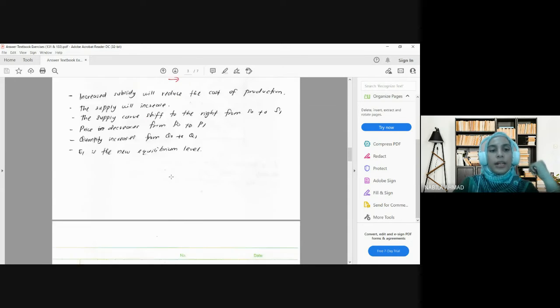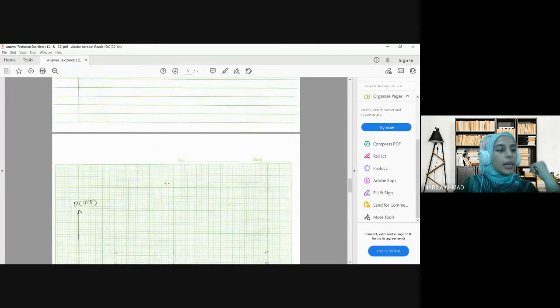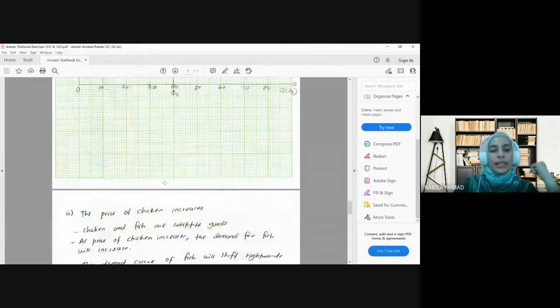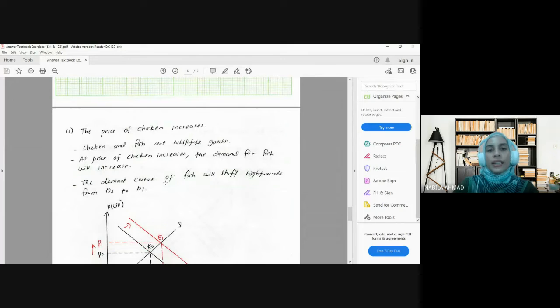Okay? Right. Soalan seterusnya, soalan 2. The price of chicken increases. So apa kena mengenai chicken dengan fish? Sebab chicken dengan fish ni dia substitutes. Okay? So when the price of chicken increases, the demand for fish will increase. Sebab harga ayam mahal, orang akan beli ikan lah.